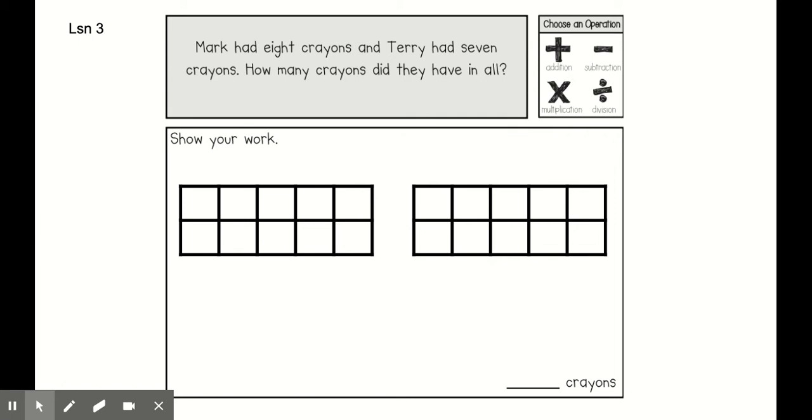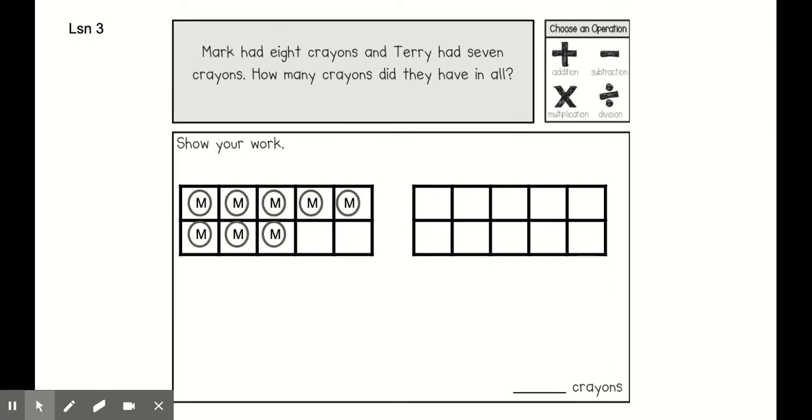But today's math journal question says Mark had 8 crayons and Terry had 7 crayons. How many crayons did they have in all? So you can draw your 10 frame. You'll need 2 for this question. And you'll start out by filling in the first one with the ones that Mark had. Double count. Make sure you have the right amount.